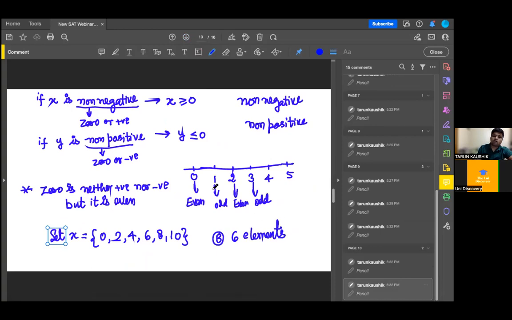I hope the concept of non-negative and non-positive, and the properties of zero, is clear to everyone. If you have any doubt, you can just ask.